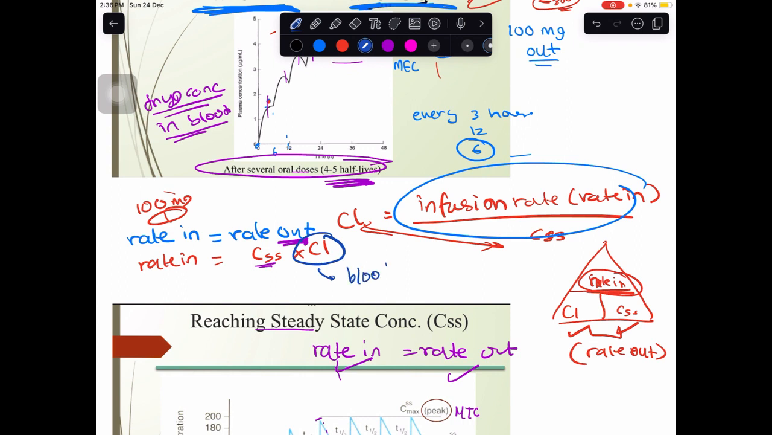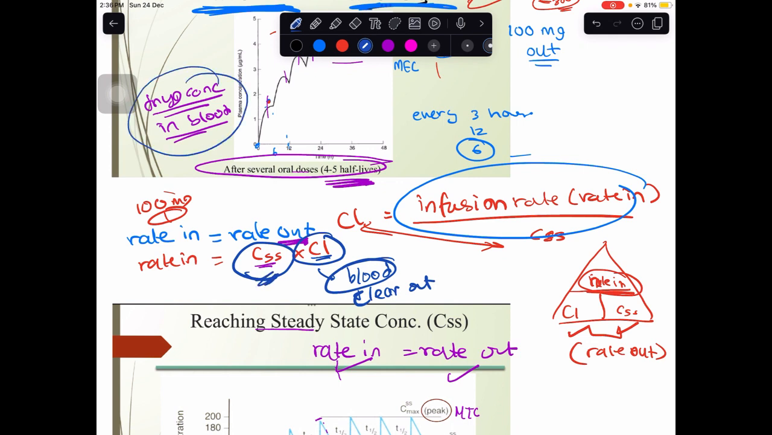The amount of the blood that is required to clear out the drug. I can't just say that the rate out is the clearance, because the clearance here is just the blood. So I also require that the rate out is how much of the drug is removed. I need to remove the drug. So in this case, what am I removing?